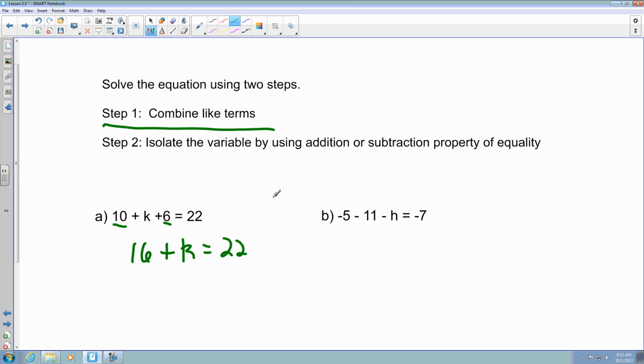Now I get to isolate the variable, or get the variable on one side of the equal sign, by using either the addition or subtraction properties. In this case, since 16 is positive, I'm going to subtract 16. This cancels, so it leaves me with k equals 6.